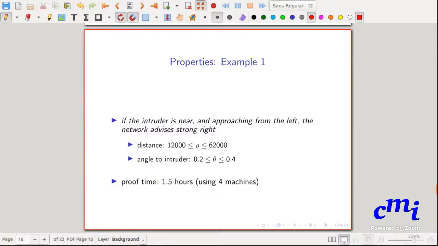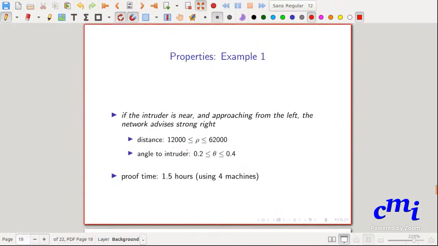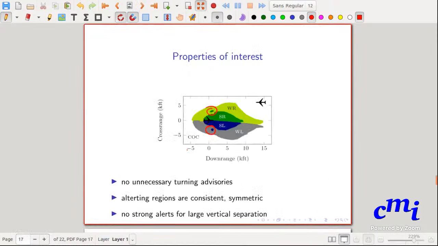So I think it's 5 o'clock, so I should stop now. I think we should stop here because they all have to go. In the next class, I'll cover the 2 or 3 points that are remaining, and then I'll talk about an abstraction refinement technique to make this process more efficient.